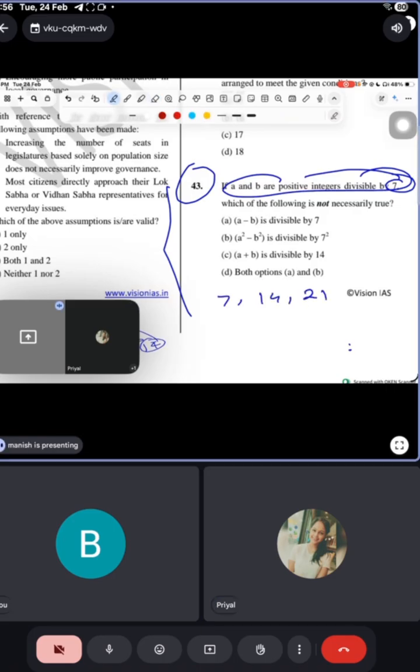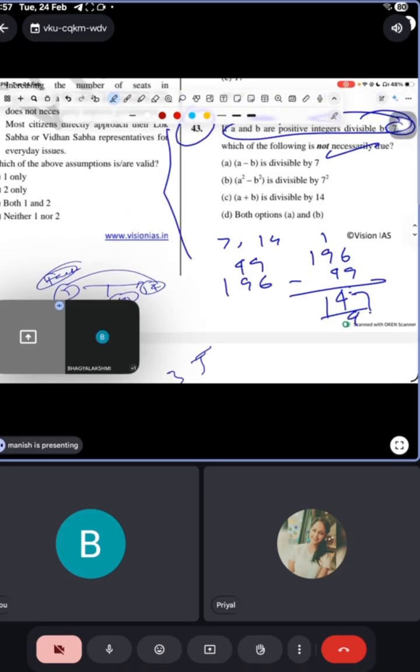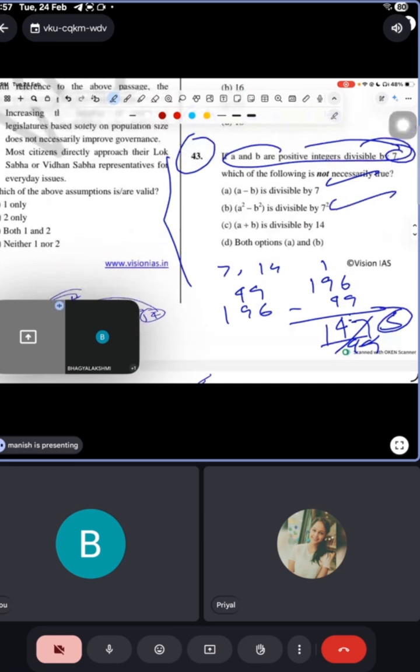Now listen, these numbers are all divisible by 7. They have given the question. Now a minus b, it means 14 minus 7 equals 7, divided by 7. See, divisible, it means the first is right. Now check the second. A square minus b square divided by 7 square. A square means 49, b square means 196. So 196 and 49 actually. If you subtract it, yes, 147. Now divided by 49, so here 3. Yes, so this is also divisible. The second is also correct. Now let's talk about the third one.